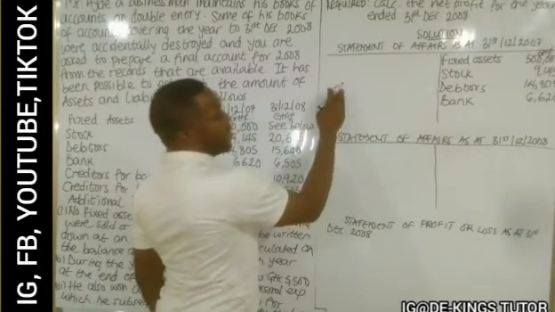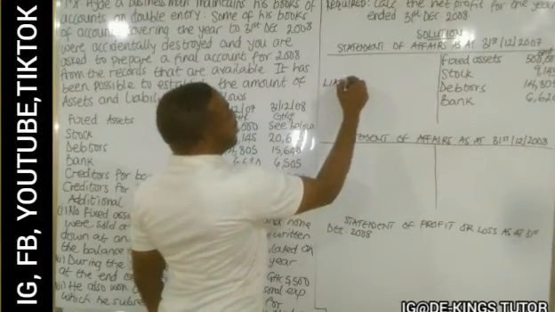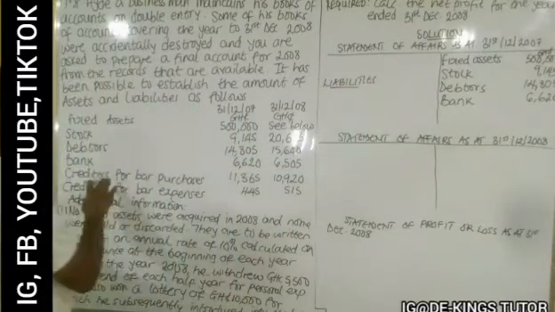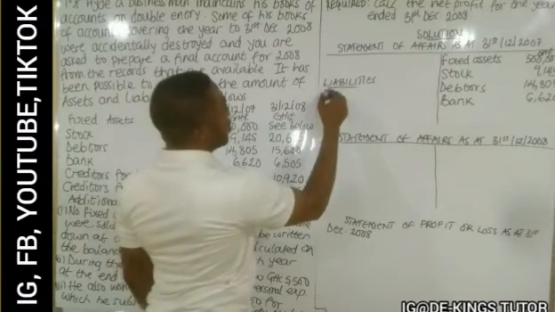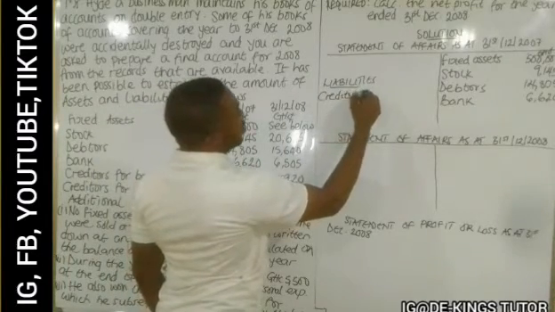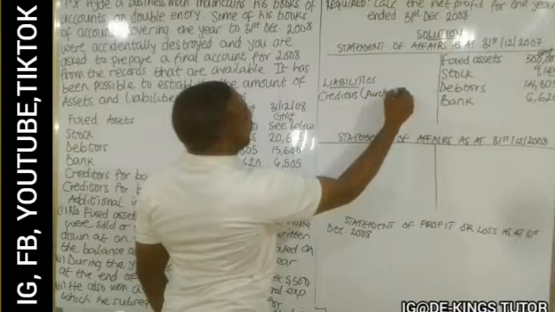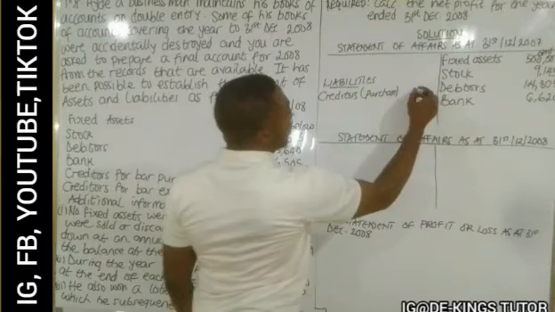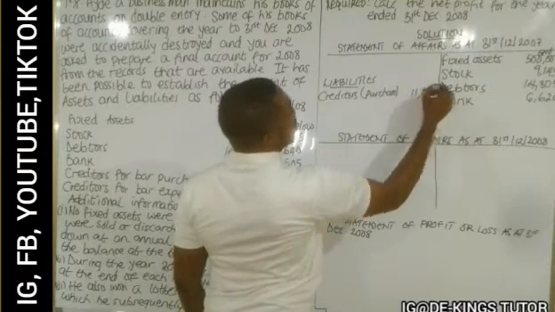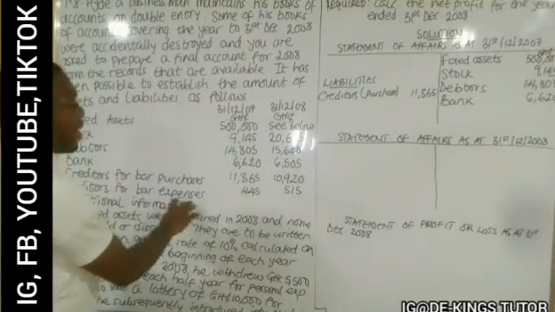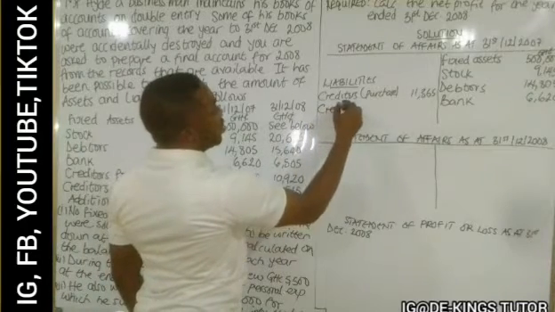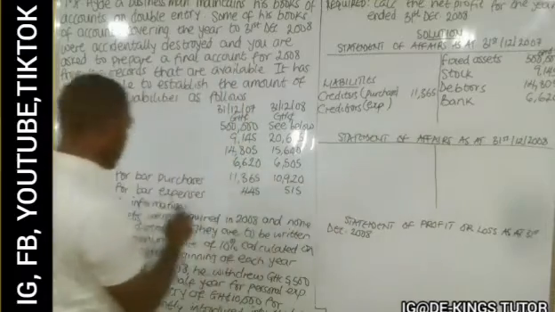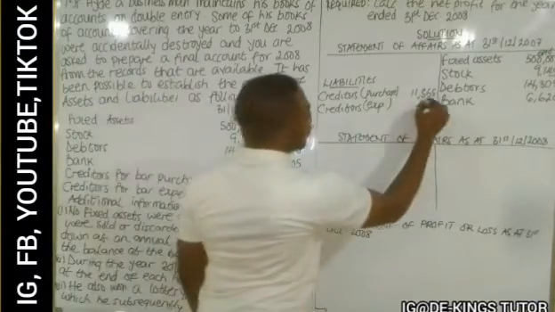Now let's go to the liability side. So we have our liabilities. Now we have creditors for bank purchases. How much is it? 11,365. And we also have creditors for bank expenses. We have 445.